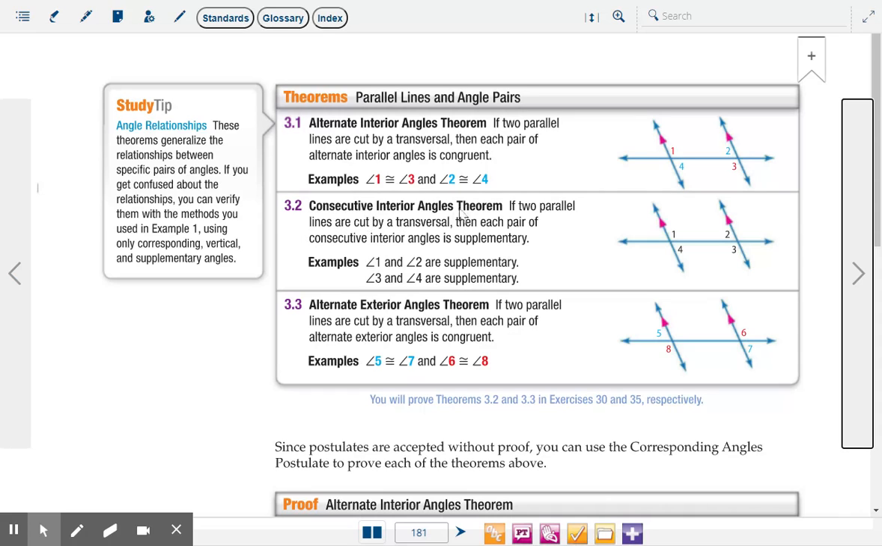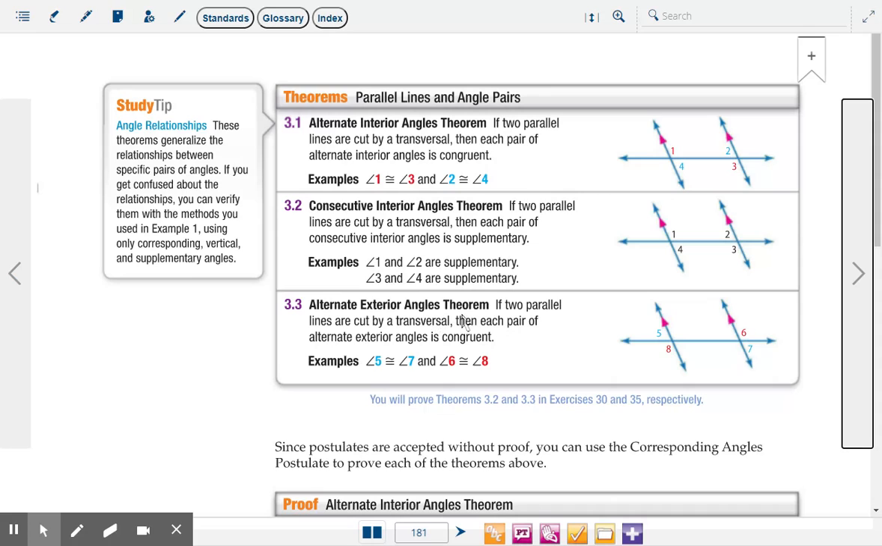Consecutive interior angles. Remember, consecutive interiors are like 1 and 2. They aren't congruent. They are supplementary. Okay, 1 and 2 are supplementary. 3 and 4 are another pair of consecutive interior angles. They are supplementary, meaning their measures add up to 180.